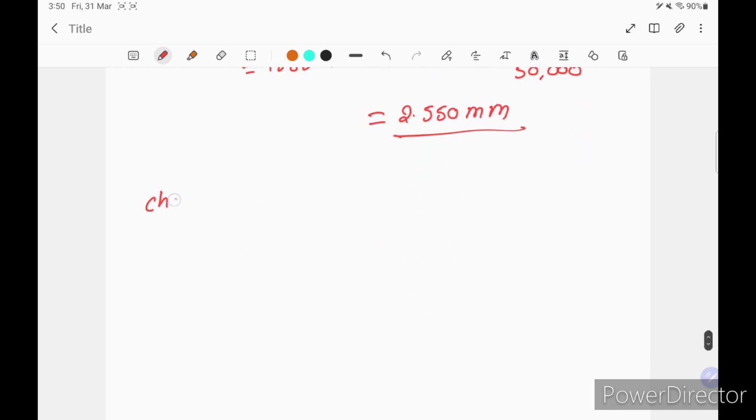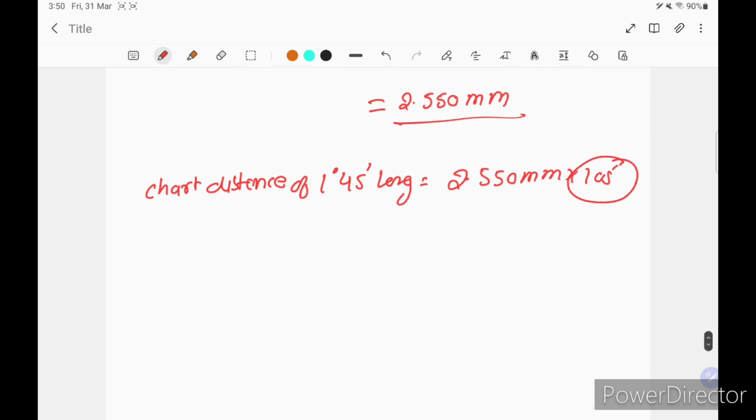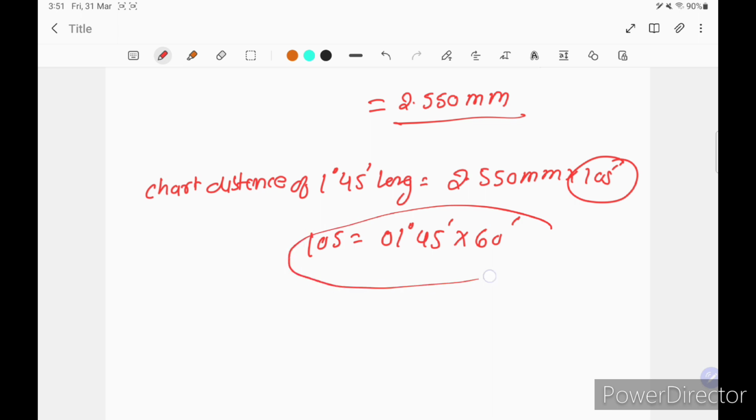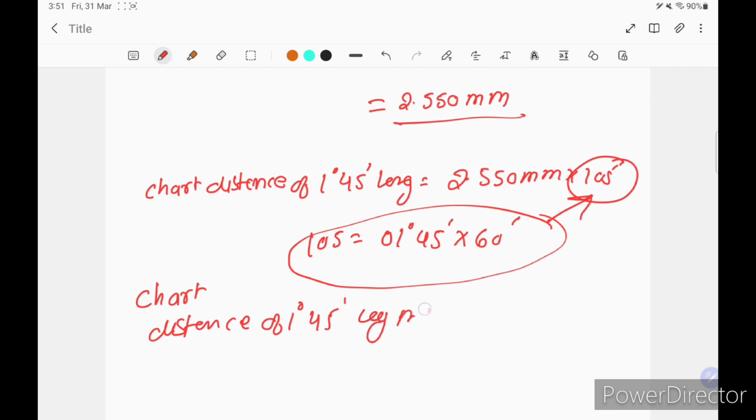Okay, now what is the chart distance? Chart distance of 1 degree 45 minutes is equal to 2.550 mm into 105. How do I get 105? I get it from 1 degree 45 minutes into 60. Okay, so from here I get this 105. So chart distance of 1 degree 45 minutes longitude is equal to 267.8 mm. So this is our answer.